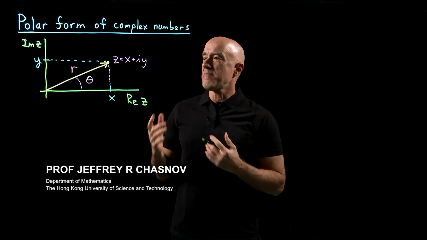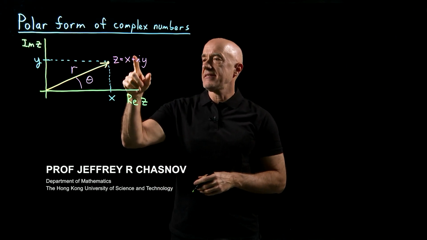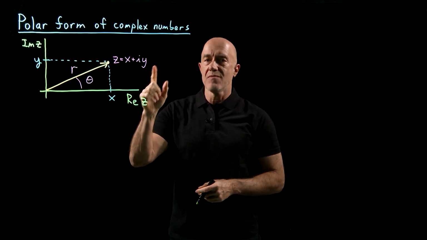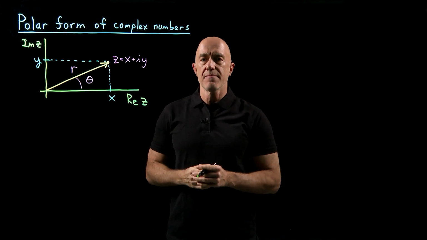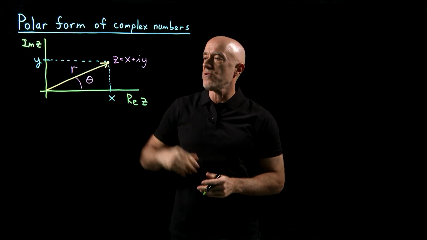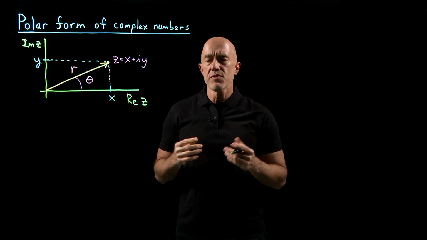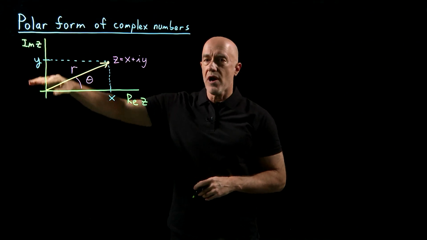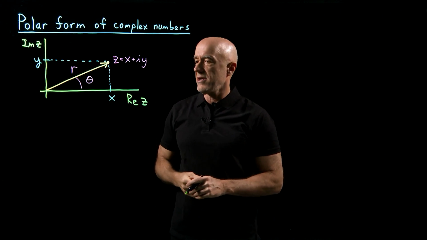We have written a complex number z as x plus iy, where x is the real part and y is the imaginary part. There's another way to write a complex number, which is called the polar form. What we do is we put the complex number z in the xy plane in Cartesian coordinates.